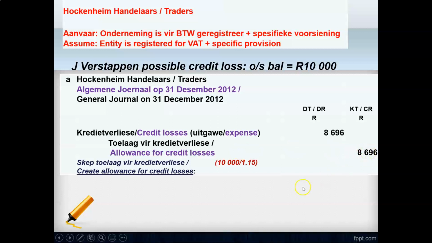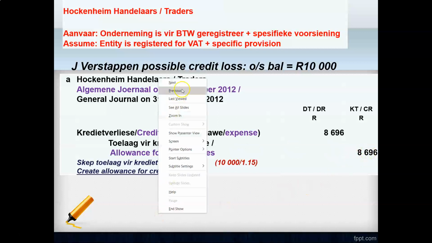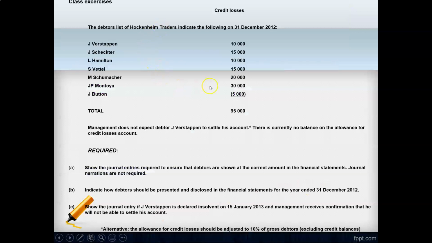8,696. Now the alternative, what they've said is that we must do exactly the same, but let's assume that instead of just identifying one possible expected loss out of our list, we don't expect anything, but it is our policy to create an allowance for credit losses equal to 10% of gross debtors. Guys, in the test and exam, I'm not going to add this sentence. I will stop right there.